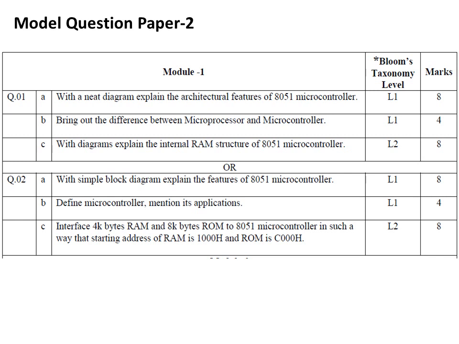And the next question is interface 4 kilobytes of RAM and 8 kilobytes of ROM to 8051 microcontroller in such a way that the starting address of RAM is 1000H and ROM is C000H. The repeated question only, but here one extra thing given is the starting address of RAM and ROM, so that should be considered while designing the interfacing part. So totally it is asked for 8 marks.